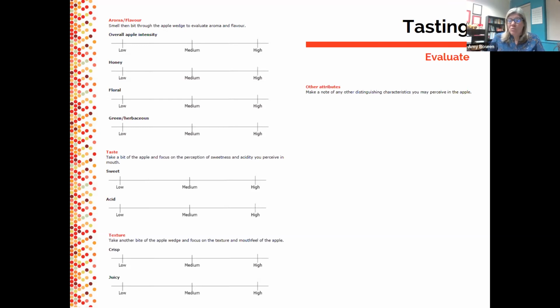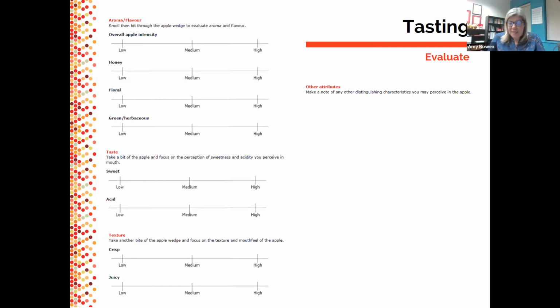The first thing we're going to do when we get started with the tasting is take our apples and cut them into wedges. Depending on the size of the apple, you usually cut it into 6 or 8 wedges. Then we evaluate each of the wedges. First we want to smell them to see if there are aromas coming through on the apple. A common one we look for is the overall apple intensity. So how appley is it when you smell it?